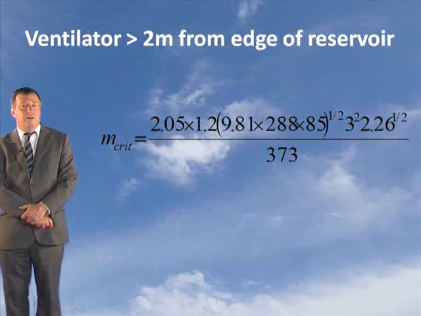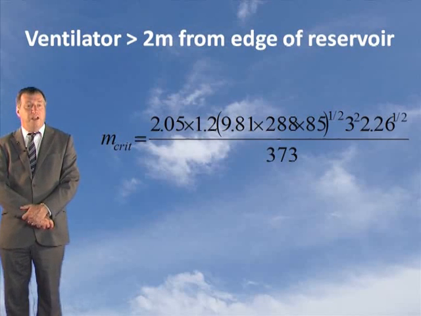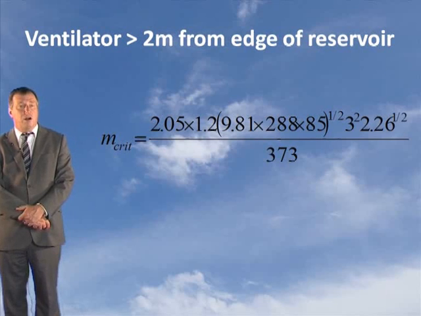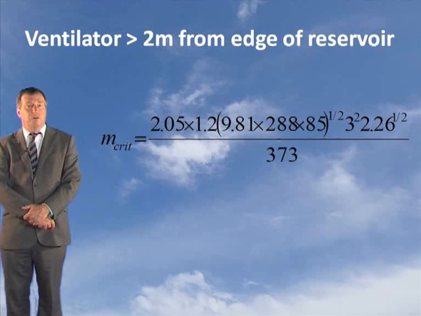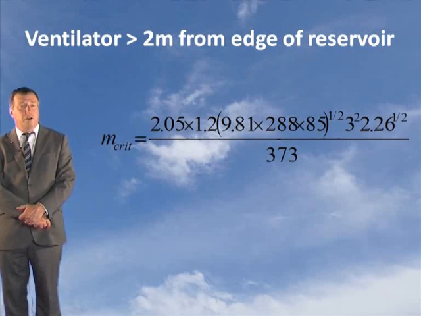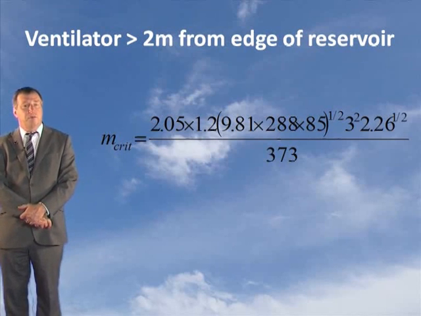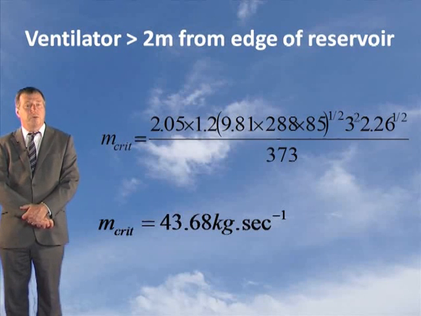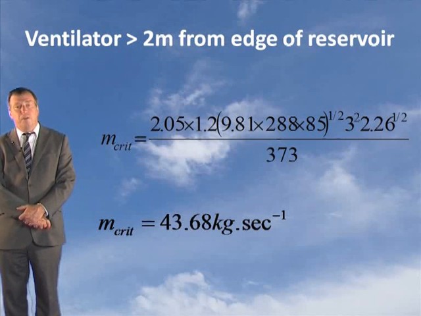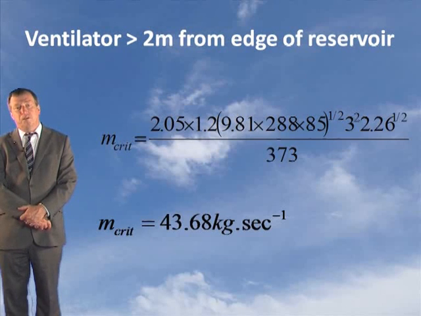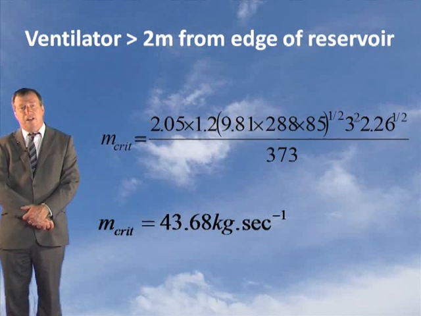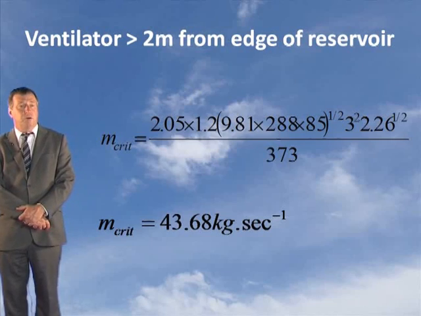Our formula for M crit then becomes M crit equals 2.05 times 1.2 times, in the brackets, 9.81 times 288 times 85, all raised to the power of half, multiplied by 3 squared, multiplied by 2.26 raised to the power of half, and all divided by 373. This comes out at 43.68 kilograms per second. So we know from this that if we have more than 43.68 kilograms per second leaving any ventilator, then plug holing is likely to occur.